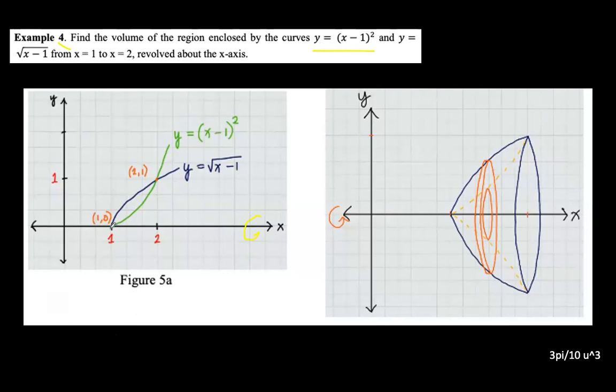And the points of intersection are (1, 0) and (2, 1). Tandaan nyo na, alam nyo na dapat yan. And we are just considering this region. Okay, kasi from 1 to 2 daw yung range niya, yung boundary. So hindi na to kasama. Right? So eto, since our axis of revolution is the x-axis, therefore, we're going to revolve it in this manner.